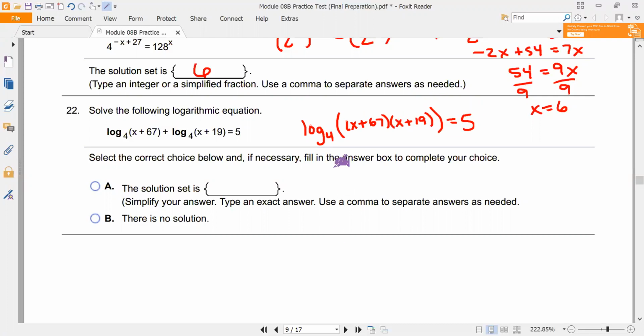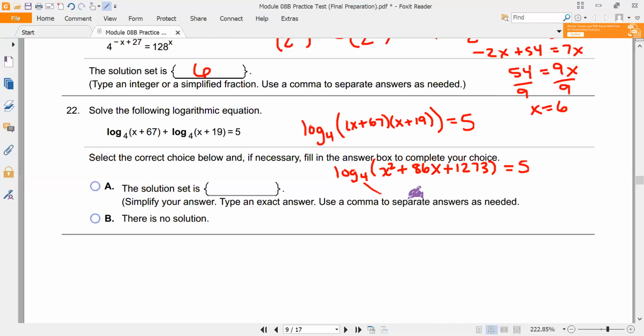And this equals 5. So this would be log base 4 of x squared. We're going to have 19 plus 67 in the middle because they're both going to have x on them. That's going to be 86x. And then 67 times 19. Sorry, my pen is frozen for a second. So 67 times 19 is 1,273. And then this equals 5.